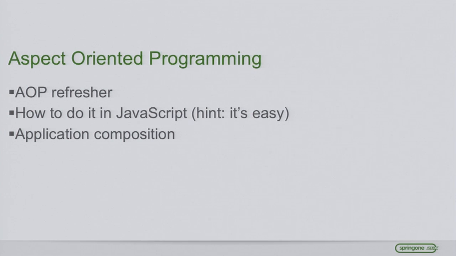And so if you haven't used AOP, we're going to go quickly through a real brief refresher on what AOP is and what it does and kind of how it works. But I figure a lot of people in the audience have used AOP through Spring. How many people have used AOP either through AspectJ, Spring AOP? Great, okay, cool. So we won't spend a ton of time on that. We're going to talk about how you can do it in JavaScript, and it's easy, it turns out. And then we're going to talk about my true ulterior motive of giving this presentation, which is to talk about something called application composition.